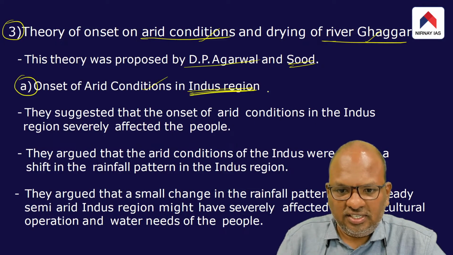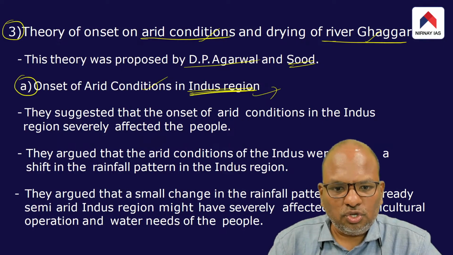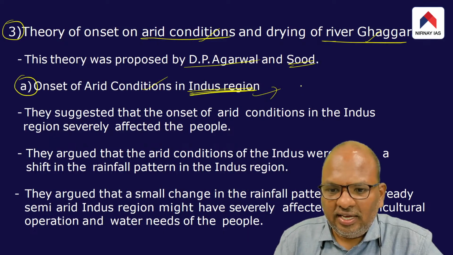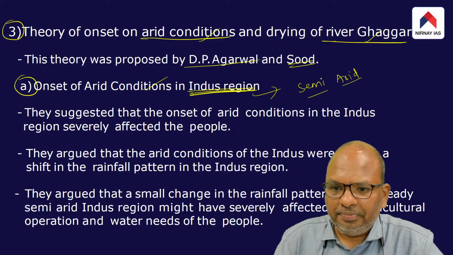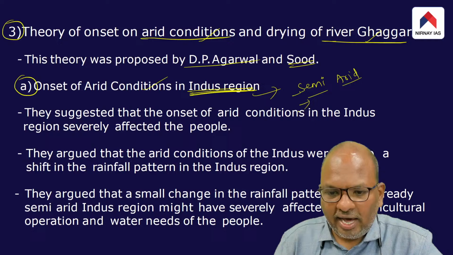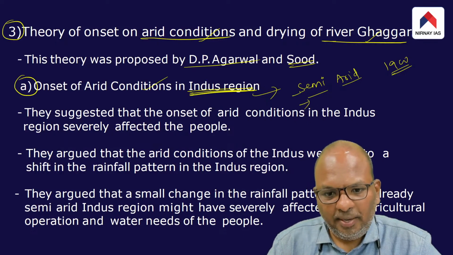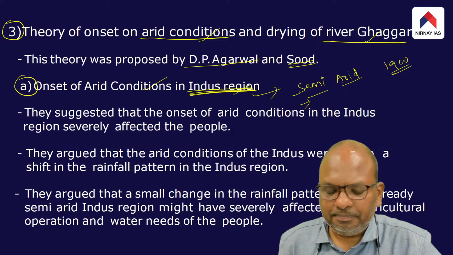The Indus region is the region where the Indus River basically flows. The two scholars, D.P. Agarwal and Sood, argued that the Indus region was already a semi-arid region. But they argued that by about 1900 BC, there was a shift in the rainfall pattern in the Indus region.